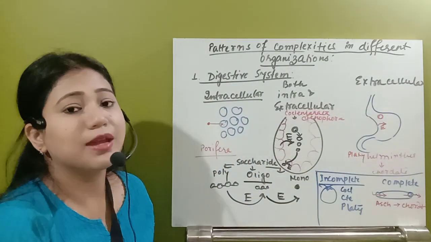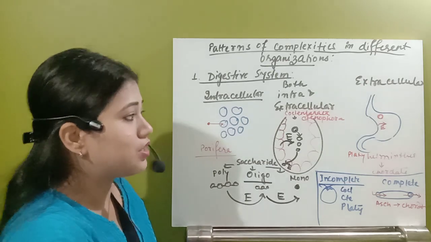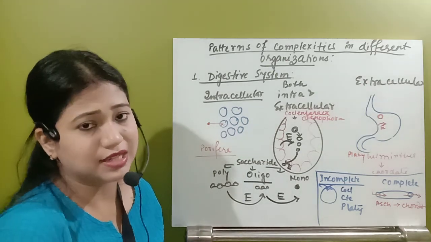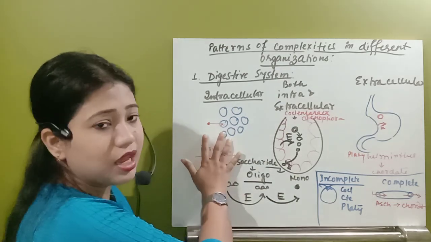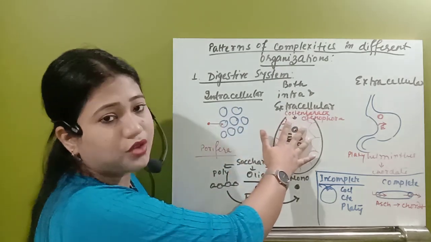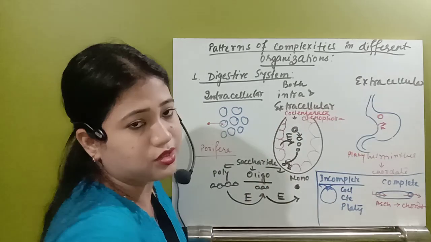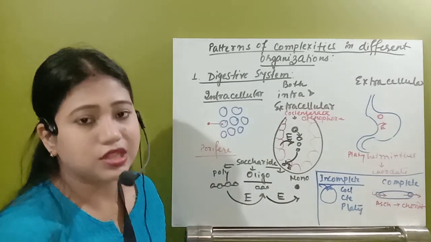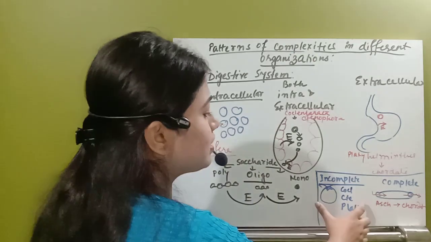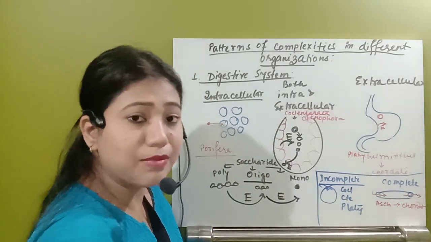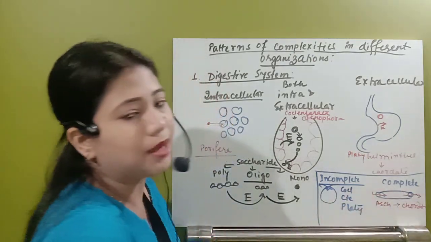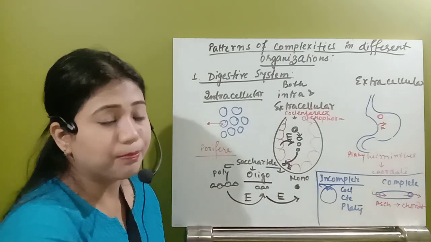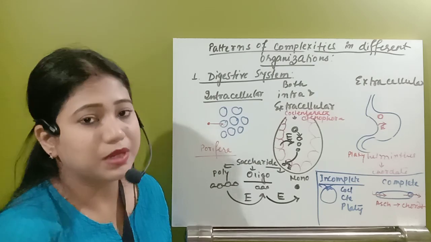So there is one type of complexity in the digestive system. First of all, depending upon where the digestion takes place, we have three types: intracellular, both extracellular and intracellular, and only extracellular. Then, depending upon the organs of the digestive system, we have two types. One is the incomplete digestive system, and the other is the complete digestive system. Now let's see another type of complexity, that is in respiration.